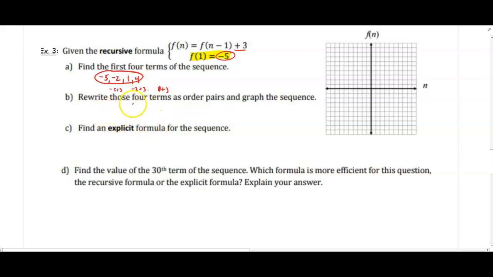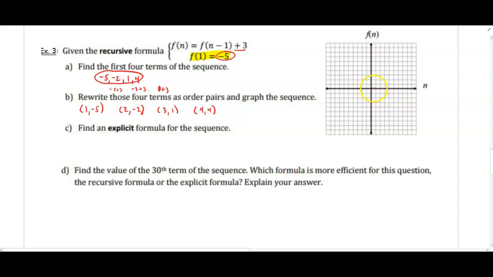If I wrote these as ordered pairs, I know it's (1, -5). Then the second term had an output of -2. The third term had an output of 1, and then the fourth term had an output of 4.